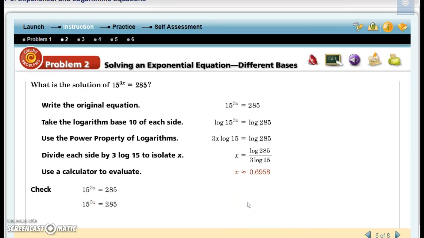All right, so again, if you wanted to check your answer, you could put this number back in for the x in your original equation and see if it works out. See if they're equal, as a way of checking your answer. And now remember we did round this answer, so it's going to be pretty close. Okay.